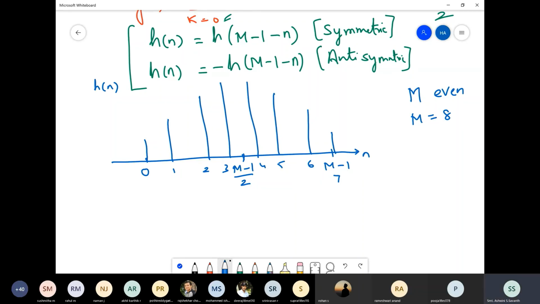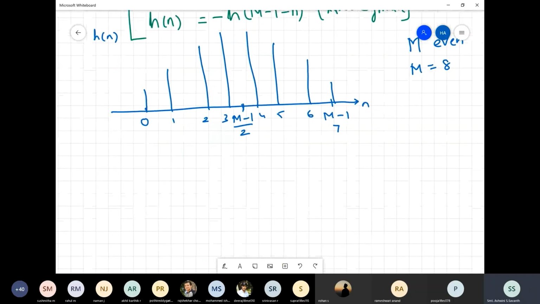Midpoint will be at the value 3.5, because you don't have a sample at the center. Since m is even, we don't have a sample at the center. Correct? So this is how the signal will look like.